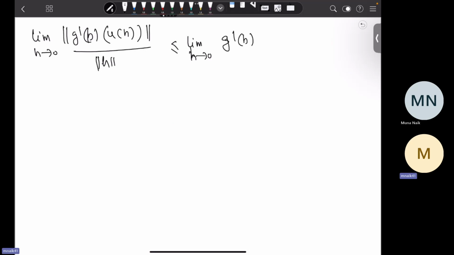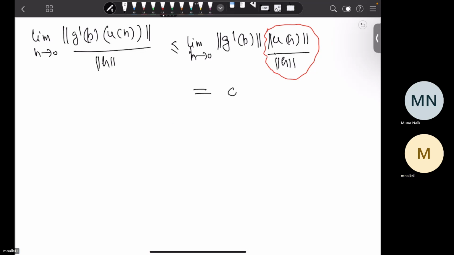So I am applying this: norm of AB is less than or equal to norm A times norm B, and this is g prime of b. Applying norm of Ah is less than or equal to norm A into norm of h, this is less than norm of u by norm of h. Now norm of u by norm h goes to 0 as h tends to 0, and g prime of b is equal to 0.